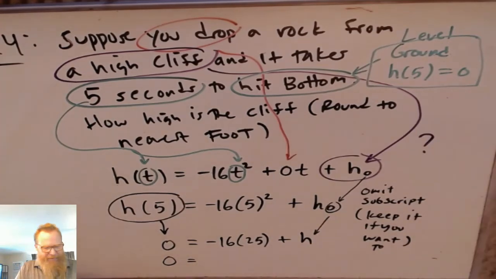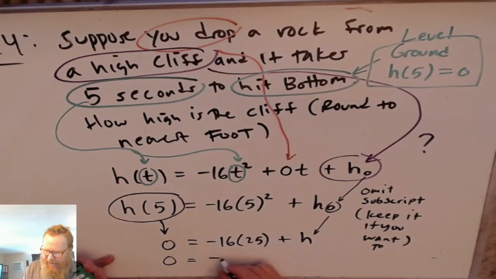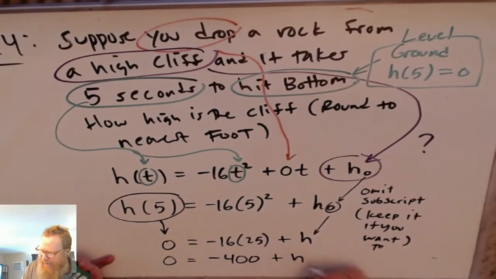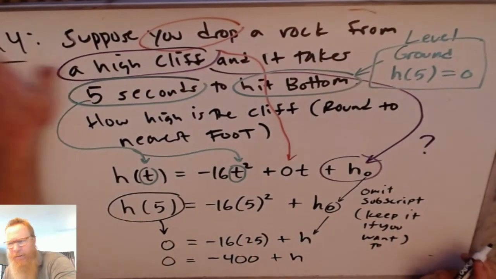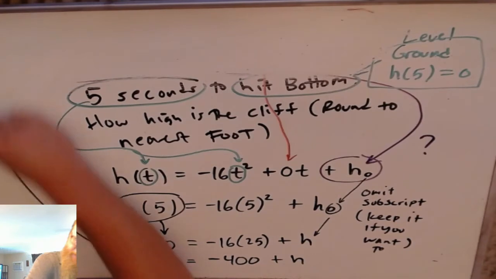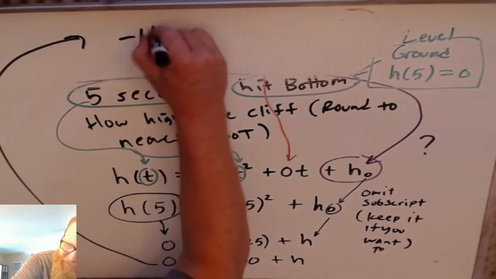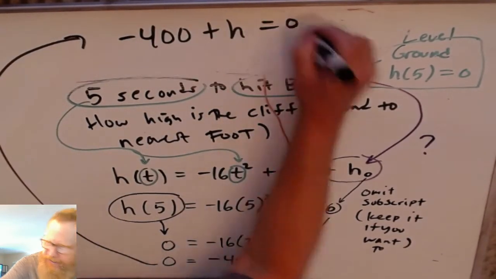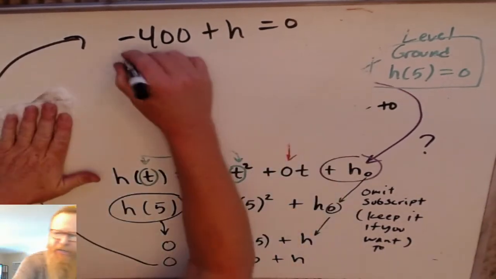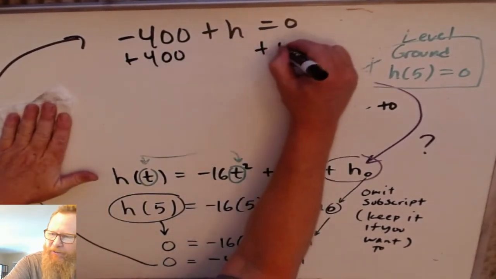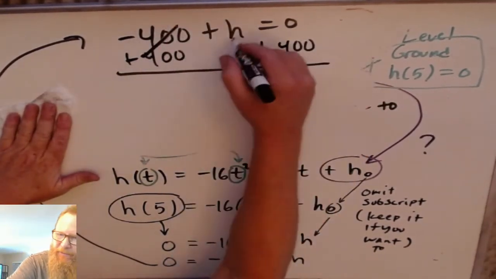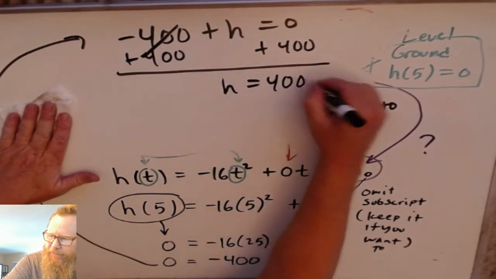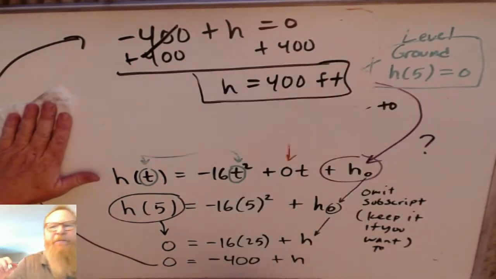So now I don't have to use the square root button. So this is negative 16 times 25, negative 400, plus H. You can solve this one in your head. If negative 400 plus H is equal to 0, clearly H is equal to 400 feet.